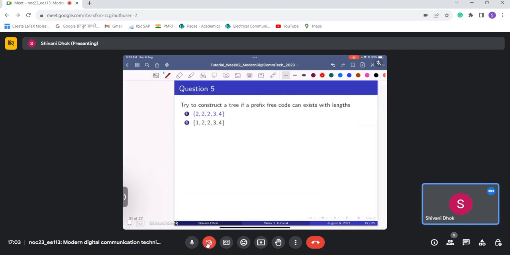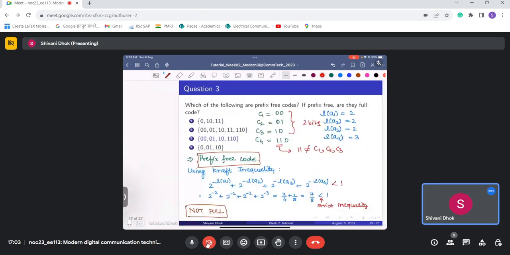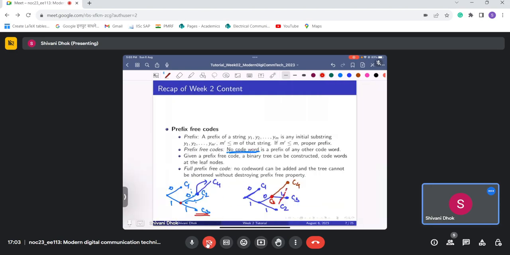Okay, so now let us look at the fifth question. What is being asked is, we need to try to construct a tree if a prefix-free code exists with the given set of lengths. So if we look at our discussion on prefix-free codes, we had mentioned that given a prefix-free code, a binary tree can be constructed and all the code words are located at the leaf nodes. So now with the given set of lengths, we need to figure out whether a binary tree with this kind of structure can be found or not.